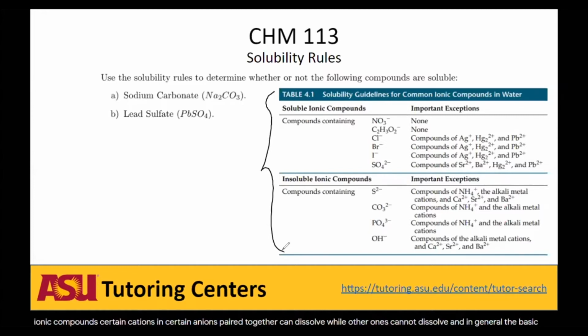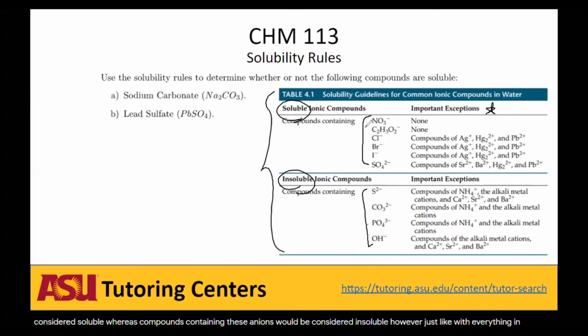This is not a comprehensive list. There are, of course, a bunch of other ionic compounds that are not included in this list, but this sort of covers the basics. So in general, compounds containing these following anions would be considered soluble, whereas compounds containing these anions would be considered insoluble. However, just like with everything in chemistry, there are, of course, exceptions.